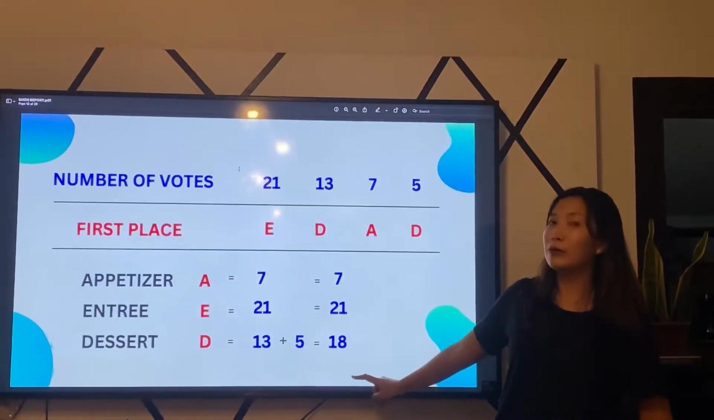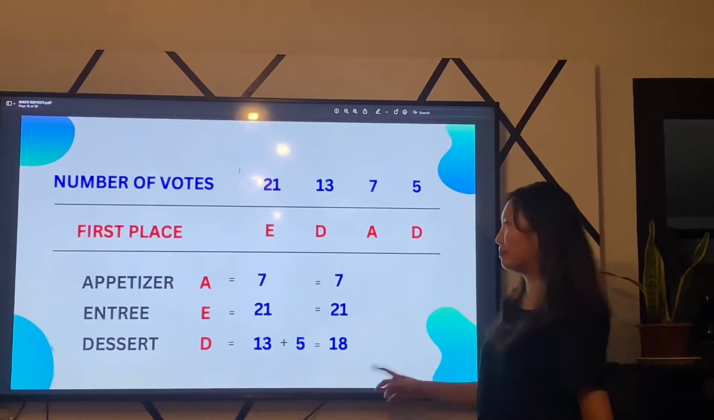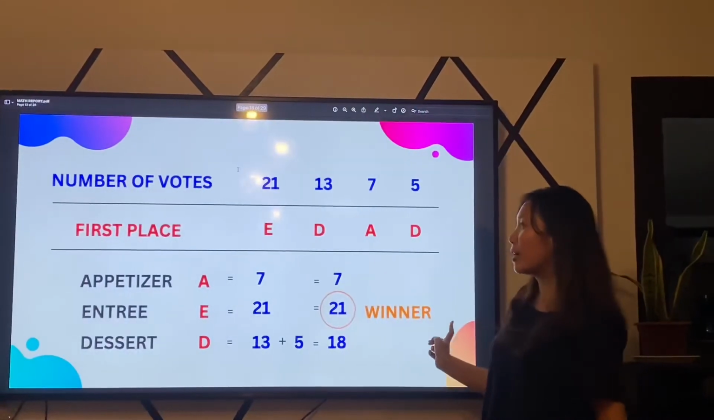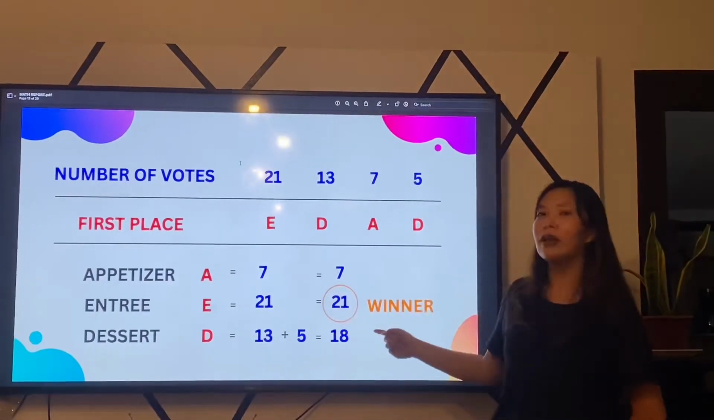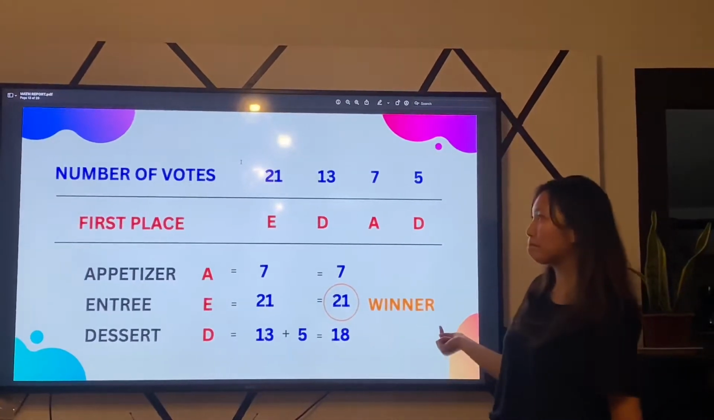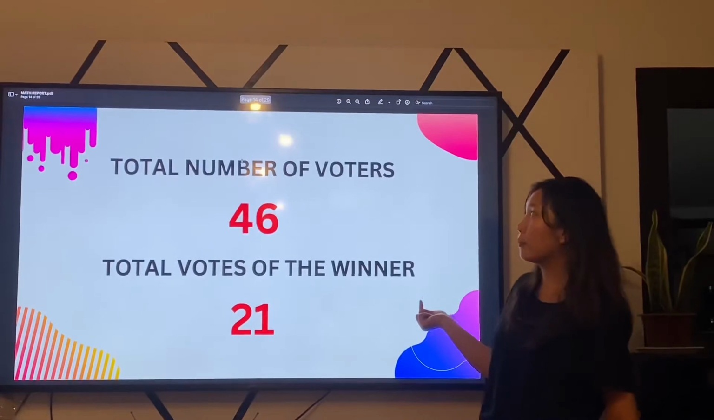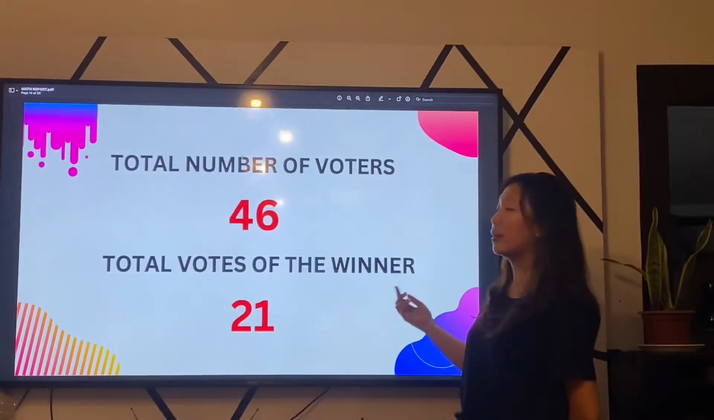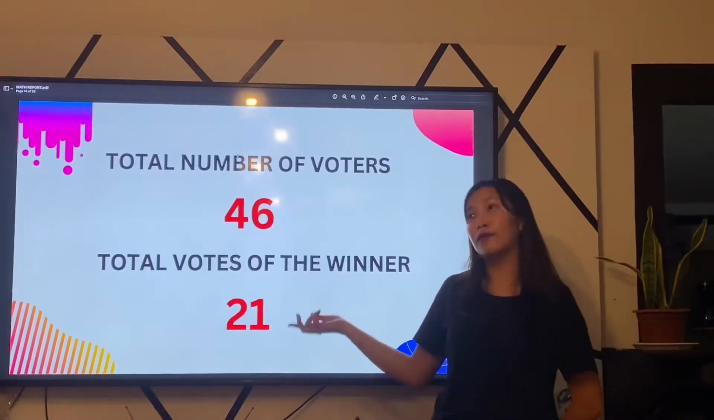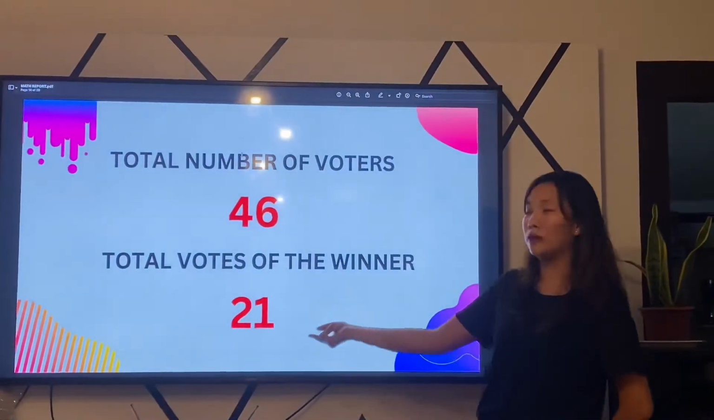So we will determine the winner of this problem. The winner of this problem is our entree, which got 21 votes. The total number of voters again is 46, and the total votes of the winner is 21. And that's for our entree because it got the 21 votes.